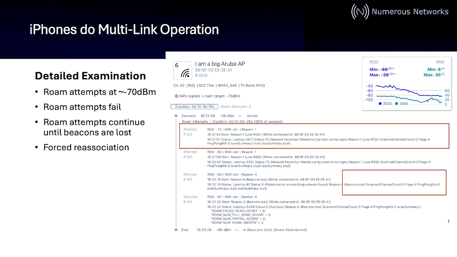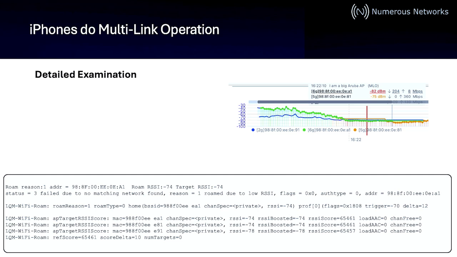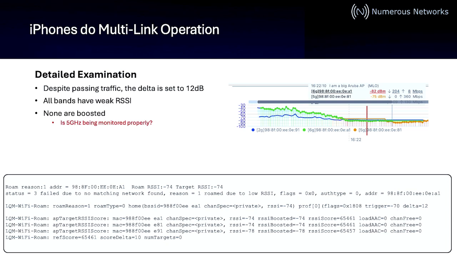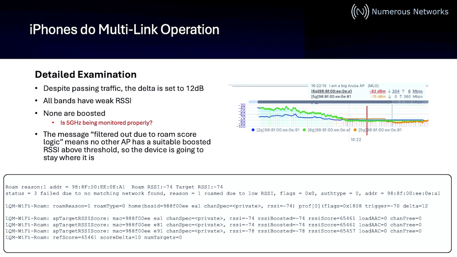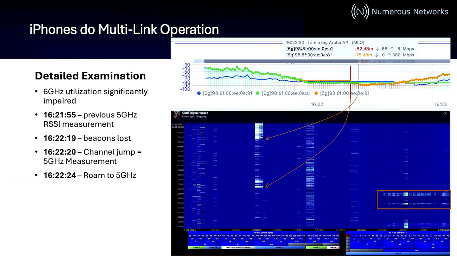I'm hoping I'm potentially wrong, or it's just a software change and that will change. You see, eventually at negative 82 it loses beacons on 6, and that then causes a roam. Oh yeah, that was the other thing: I was actually passing traffic. I had a WhatsApp call running, but it still had the delta set to 12. Why? That's not what it says in the Apple Note. All bands have weak RSSI, nothing got boosted. So this is what we were talking about.